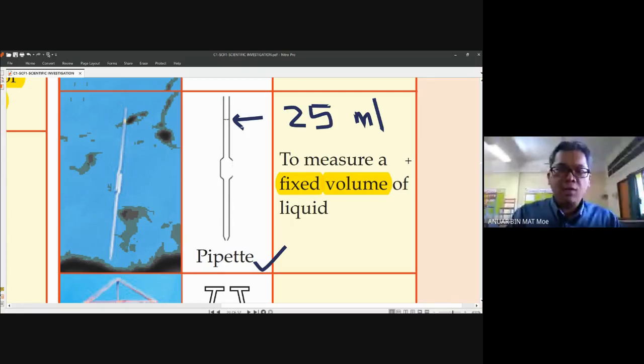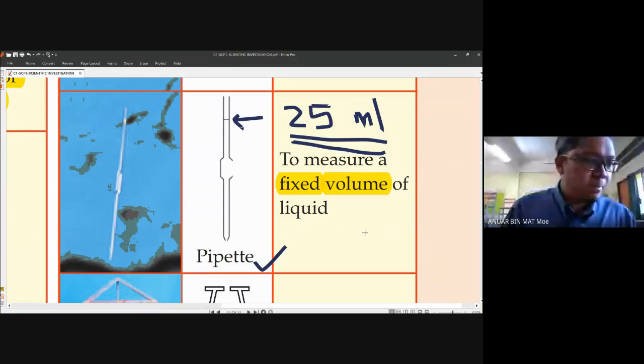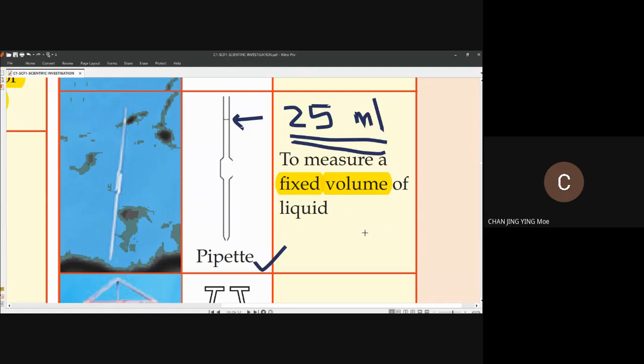How about the Buret? Is the Buret fixed volume, or can we measure many volumes? With the Buret we can measure many volumes, right? Measuring cylinder also, we can measure the liquid in many volumes. But the pipette, you just remember, is fixed volume, exactly 25 milliliter measured by the pipette. Can you understand this? Any question? No. Okay, good.